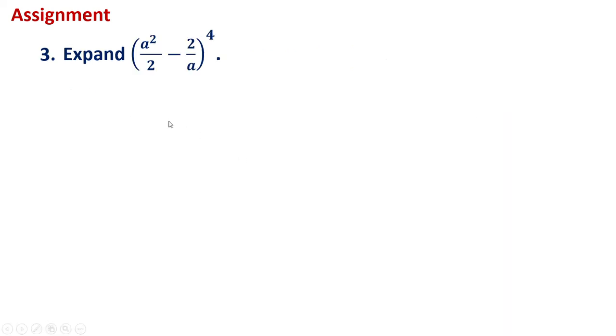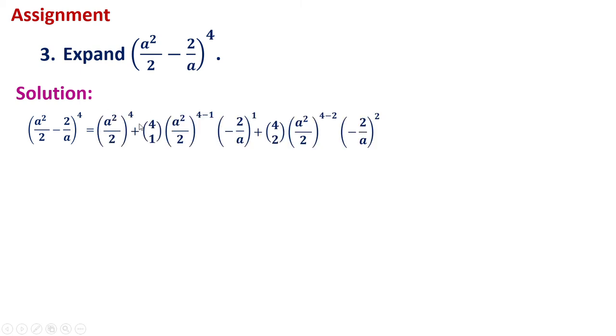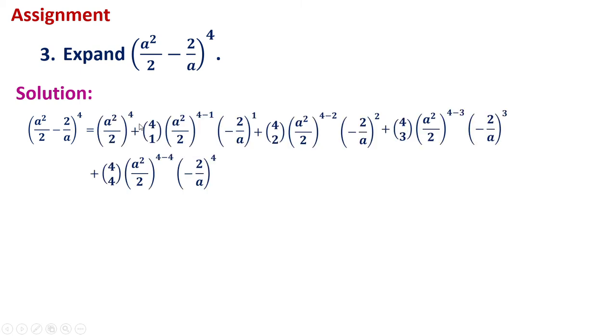Next. So, we have to expand this one. X squared, a squared over 2 minus 2 over a raised to the fourth power. So, we have, ito yung mga formula. Check natin. Ayan. So, 4 minus 1, 4 minus 2, 4 minus 3, 4 minus 4. 4, 3, 2, 1. Ito yung a natin, ito yung b natin, negative 2 over a. So, we have a squared over 4.